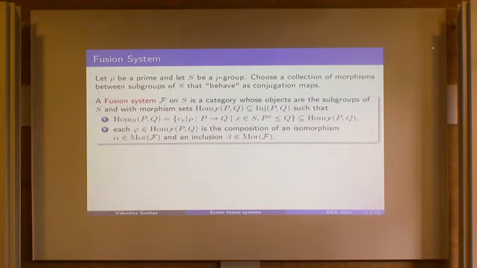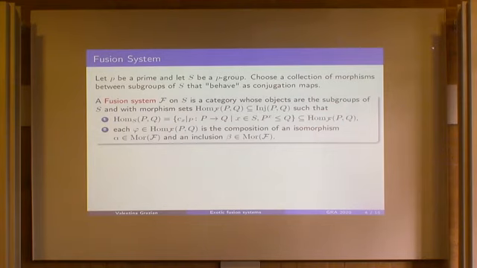So we have S, we can take conjugation by elements in S, and we want these morphisms in the category. And then we ask a technical axiom. We want every morphism to be a composition of an isomorphism and an inclusion. This is a fusion system on a P-group S.